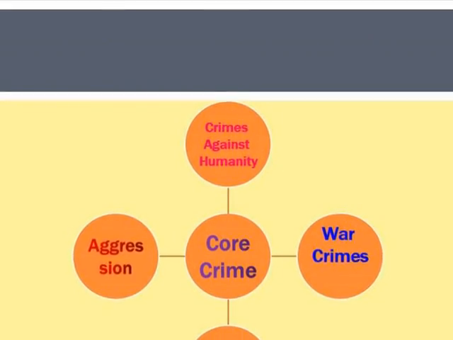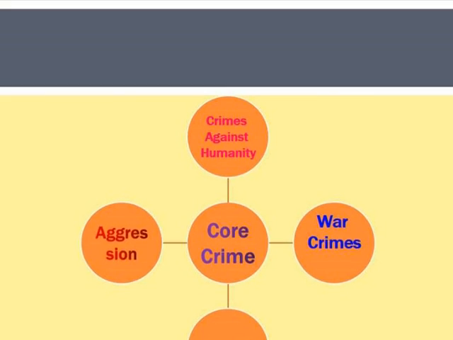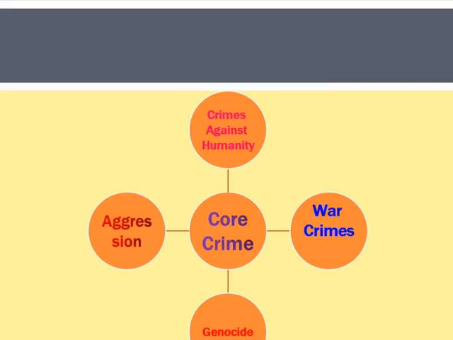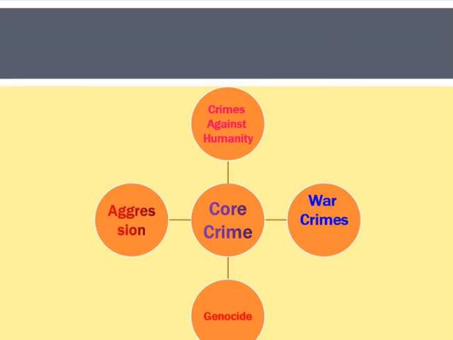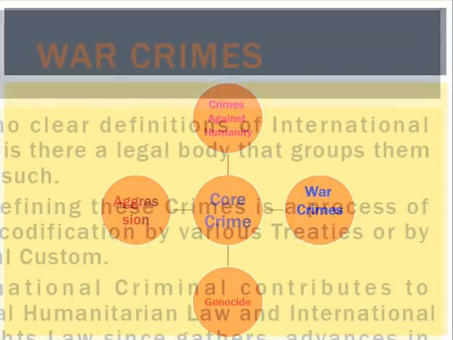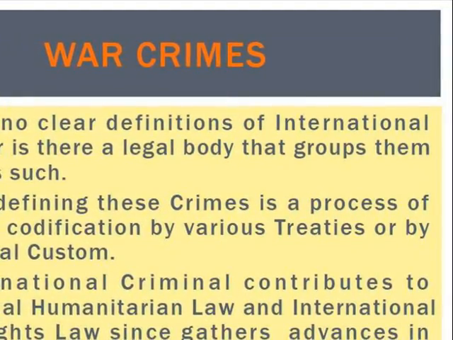When you see the core crimes, the four major core crimes are crime against humanity, war crimes, genocide and aggression. Now we will see war crime.